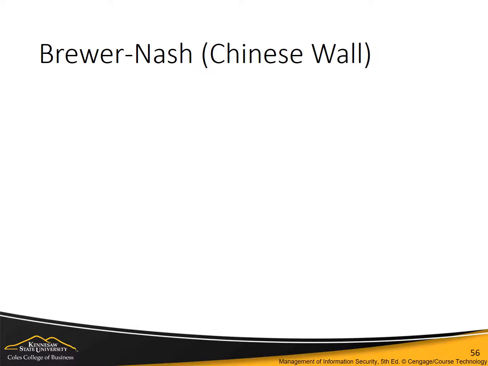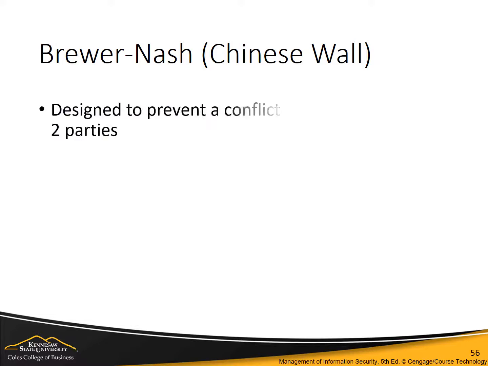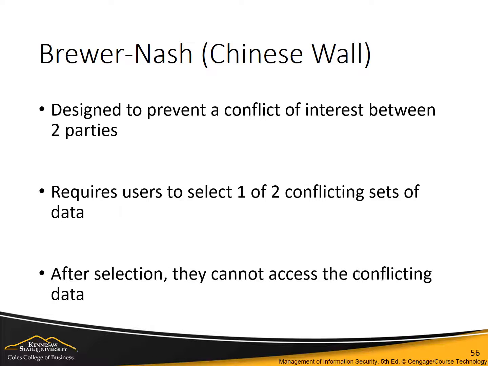The Brewer-Nash model, commonly known as a Chinese wall, is designed to prevent a conflict of interest between two parties. Look up Chinese Wall if you haven't heard of what that is, and you'll see how it got the name. The Brewer-Nash model requires users to select one of two conflicting sets of data, after which they cannot access the conflicting data. They have to choose which one to use.